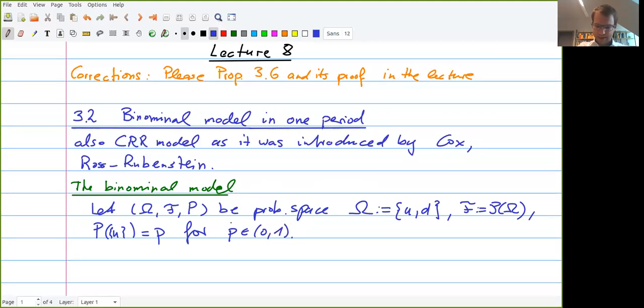All right. This is our probabilistic basis, and now we want to put the model on it. So the financial market is now given by our bond, denoted by B, and the price process of the risky asset, denoted by S as usual. And we want to have only one step to make our life as simple as possible. So we have only one trading period.